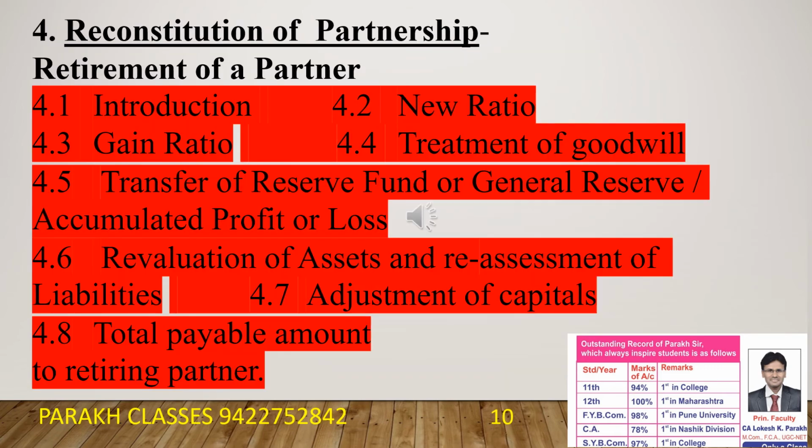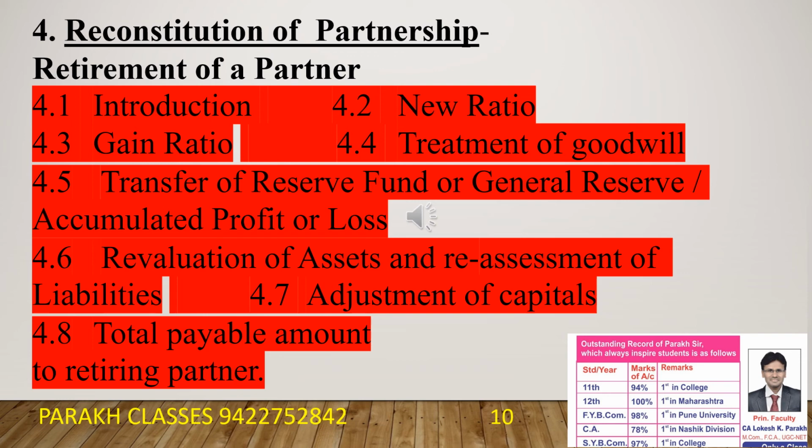Next, under reconstitution of partnership, retirement of a partner, that means when a partner goes out, जब वो बोलेगा I am very tired, I will retire, it's called retirement of a partner, in which we are going to see introduction, that is how the partner can retire, new ratio and gain ratio, as after his retirement remaining partners are going to gain in their profit sharing ratio. On that basis new ratio is calculated. Next comes treatment of goodwill, how the goodwill is calculated for the retiring partner.